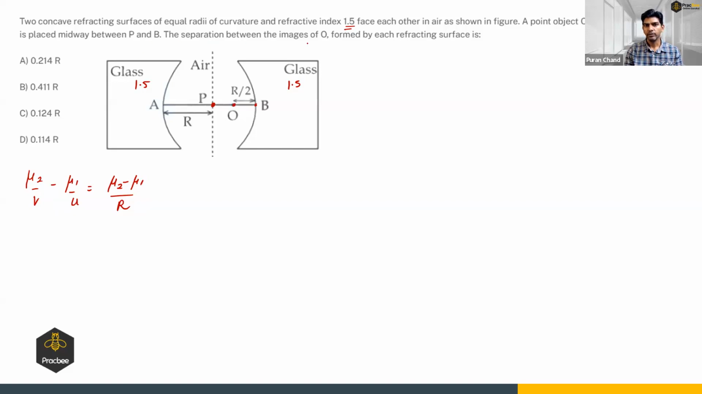The separation between the images of O formed by both the refracting surfaces, right? So first let us try to find the position of the image formed by this refracting spherical interface. Let me call this 1.